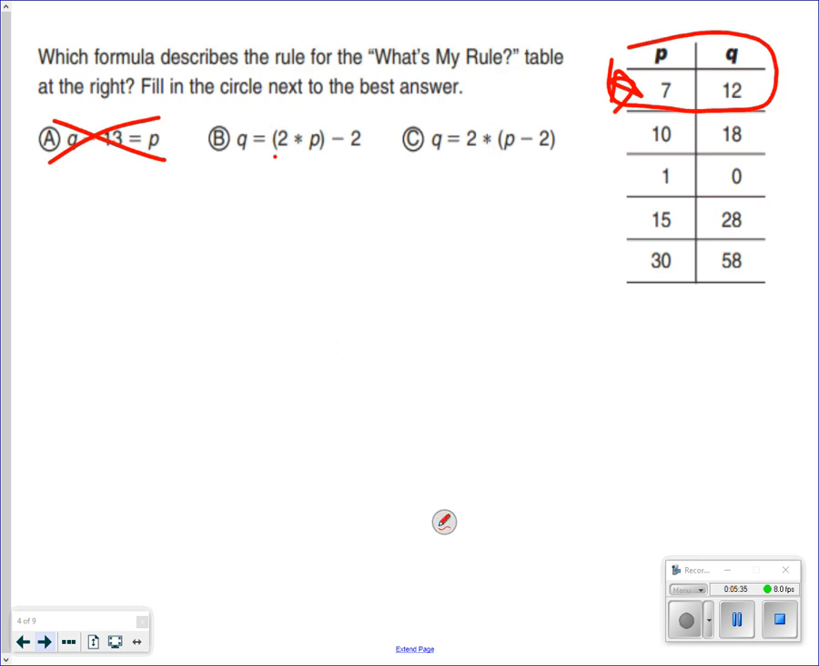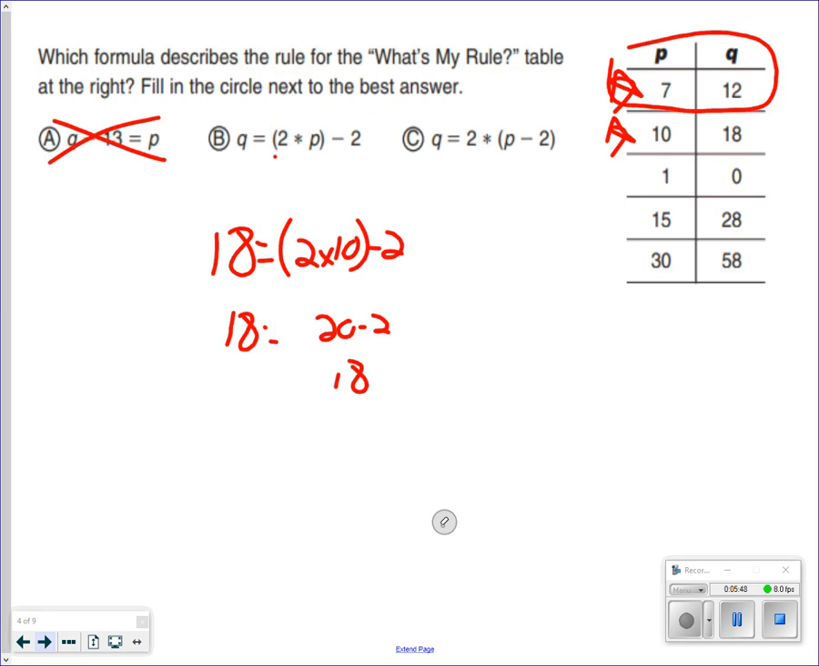Q is 18. So 18 equals 2 times 10 minus 2. That works again, because this is 18. This is 20 minus 2, which is 18. This works. Let's try that next one. Let's see if it works for that.